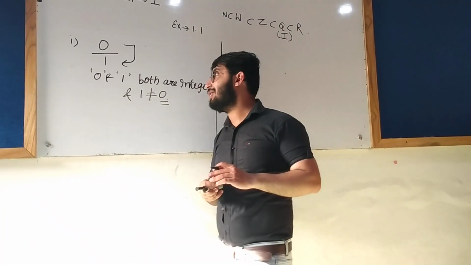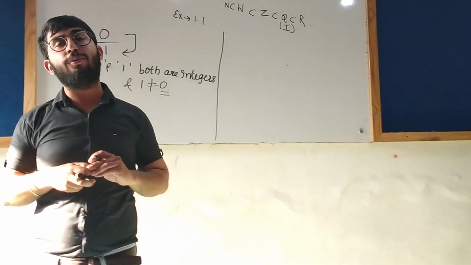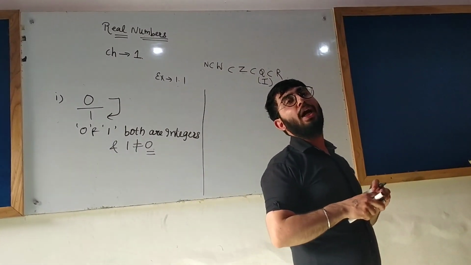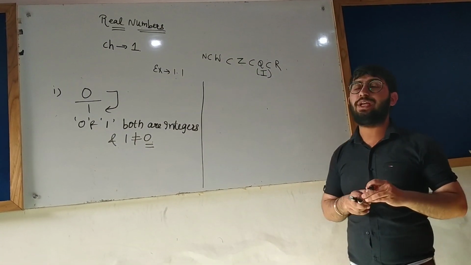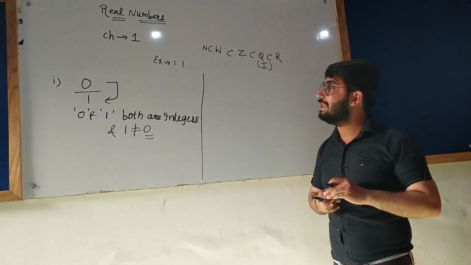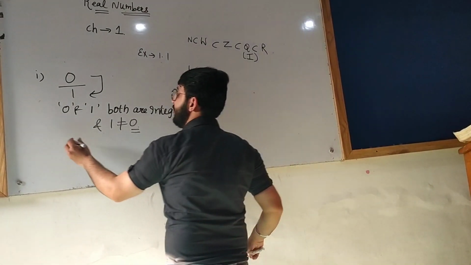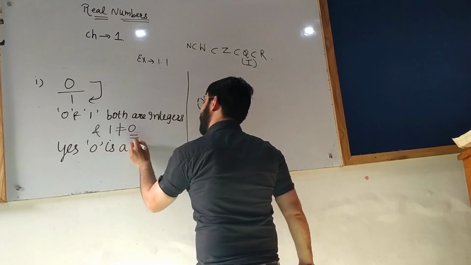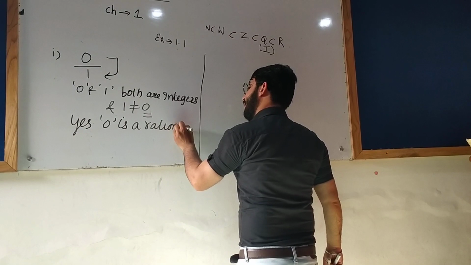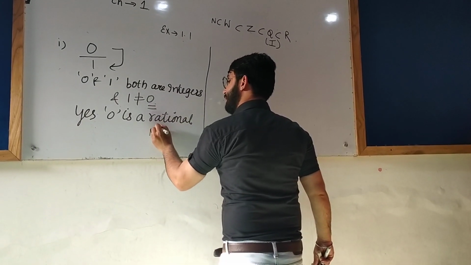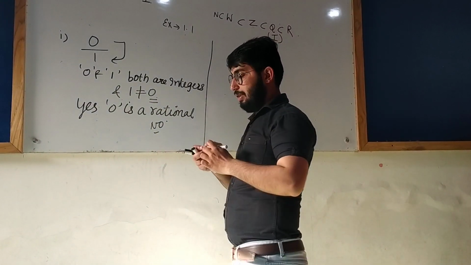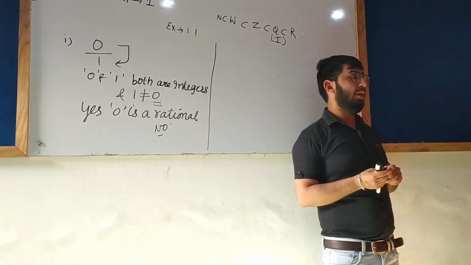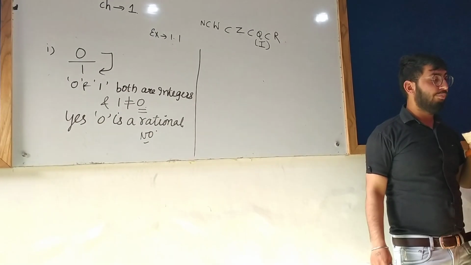Yes, 0 is a rational number because it can be written in the form 0 by 1, where 0 and 1 both are integers and 1 is not equal to 0. Therefore we can say that 0 is a rational number. I hope you have understood question number 1. Let's proceed towards question number 2.